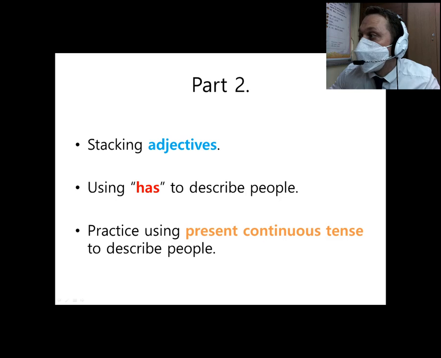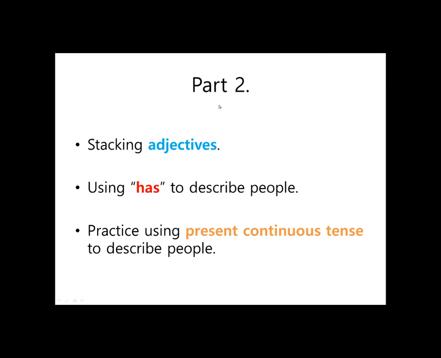Okay, so look at your screen and let's see what we will learn for part 2. In part 2, we will learn about stacking adjectives, using has to describe people, and we will practice using present continuous tense to describe people as well. Okay, and we'll put all these together. So first we will talk about stacking adjectives.